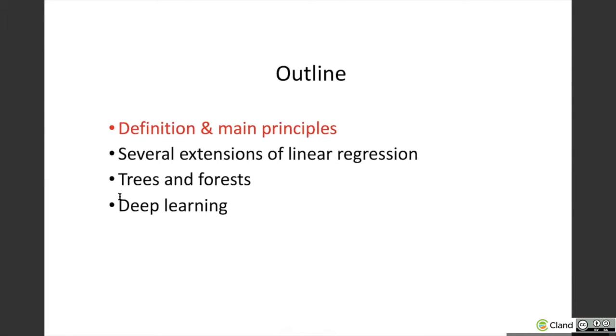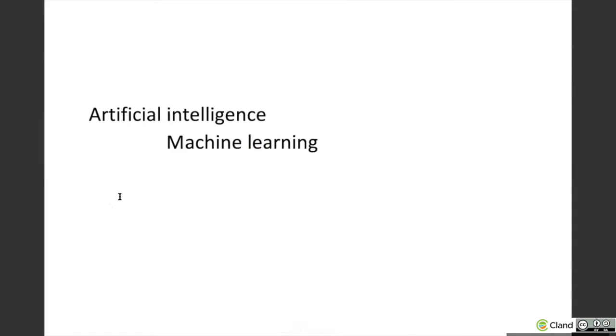So let's start with the definition and the main principles. Machine learning is part of artificial intelligence. And you have two big groups of techniques in machine learning. You have supervised learning and unsupervised learning. And in this course, I will focus on supervised learning.